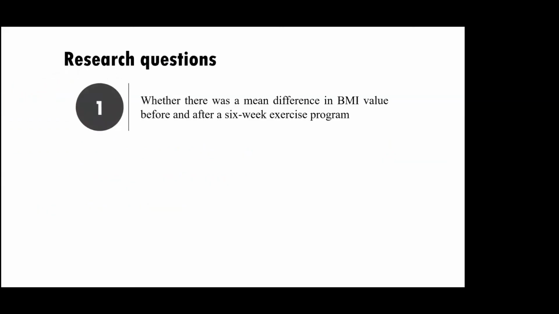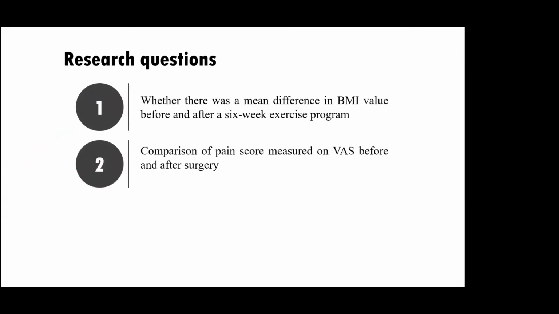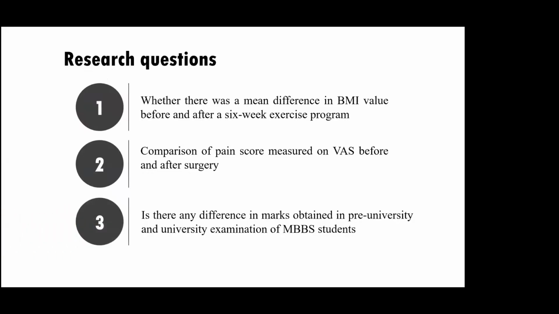So was there any mean difference in the BMI value before and after a 6 weeks exercise program? That could be one research question. The second research question could be, if you have to compare the pain score, which we have measured on the VAS scale before and after surgery, and then is there any difference in the marks obtained in the pre-university and university examination of the MBBS students? So we have taken the same example which we did in the McNemar, except that there we were doing it against a categorical variable, meaning we were measuring the binomial proportion. In this case, we are measuring the continuous variable.